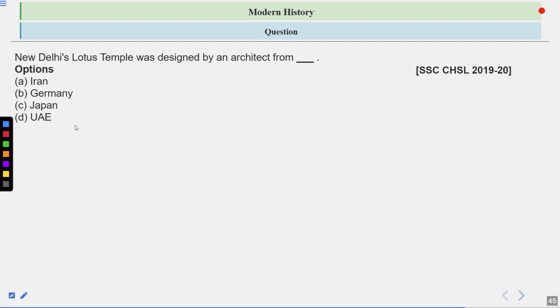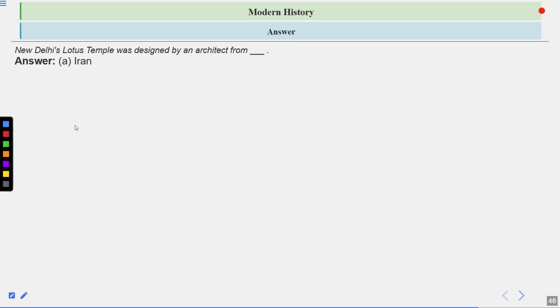Next question is New Delhi's Lotus Temple was designed by an architect from, options are Iran, Germany, Japan, UAE. To answer, 10 seconds are there. Time starts now. Time's up. Correct answer is A. Iran. Solution.